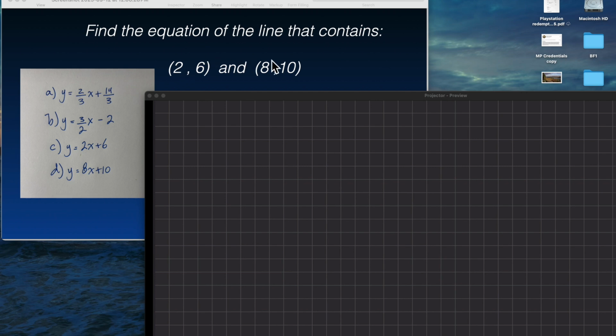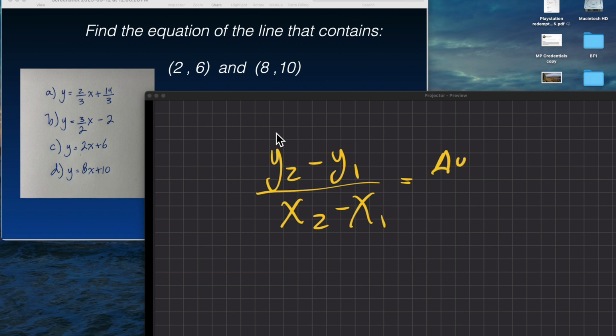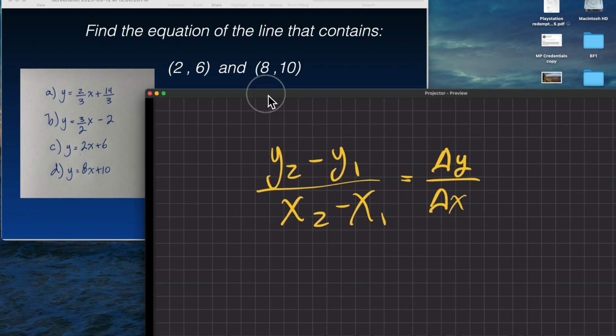We are asked to find the equation of the line that contains these 2 points, (2, 6) and (8, 10). When we look at the choices in this multiple choice problem, we notice that each of them has a different slope. Therefore, all we have to do is get the correct slope and it will lead us directly to the answer. Recall, when you're given 2 points, you can find the slope using this formula, y2 minus y1 over x2 minus x1, which is simply the change in y over the change in x, otherwise known as the rise over the run.